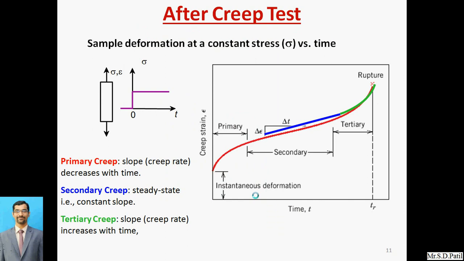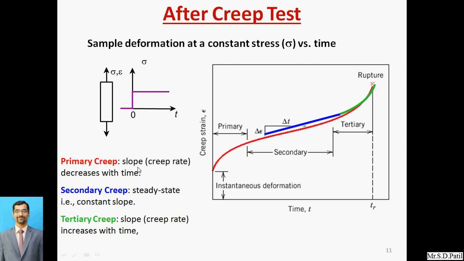Now, after the creep test, what exactly will be there? Basically, it is a constant stress versus time dependent phenomenon: sample deformation at a constant stress and time. Here you see this graph of creep strain versus time. Strain goes on increasing on this side, and time goes on increasing. This graph is divided into three phases: the primary phase, the secondary phase, and the tertiary phase.